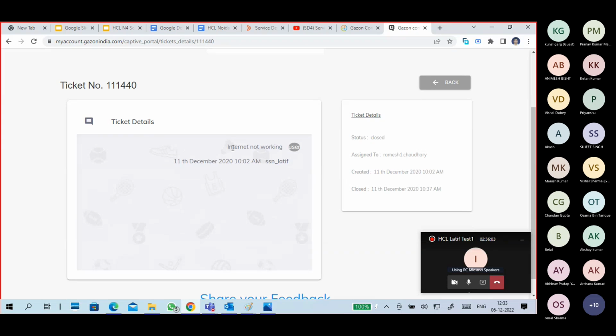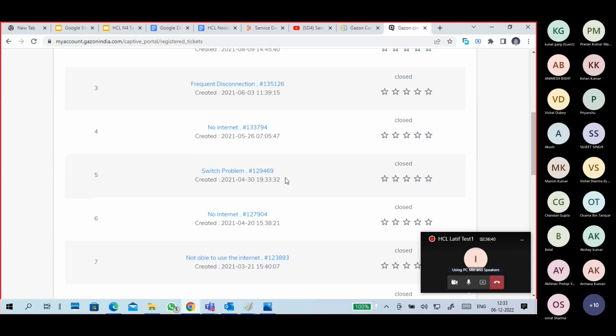This is the ticket details: internet not working. I created this ticket from my ID, and this is the date and time when it was created. Of course, it is closed, because once it is completed, the status becomes closed. It is assigned to a person called Ramesh Chaudhary. When it was created, when it was resolved: one day. These are only small details, I'm not going into much detail. And every ticket has a ticket ID also.